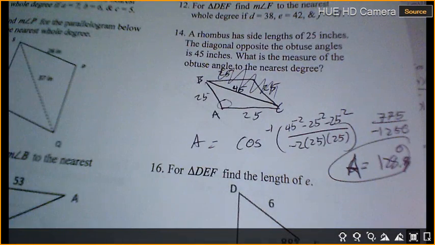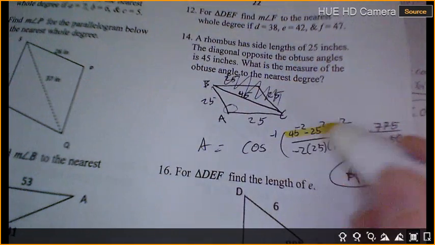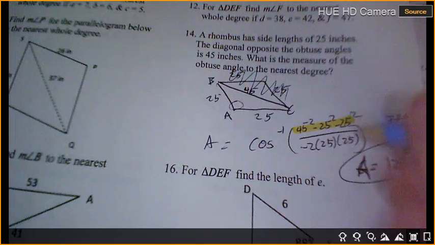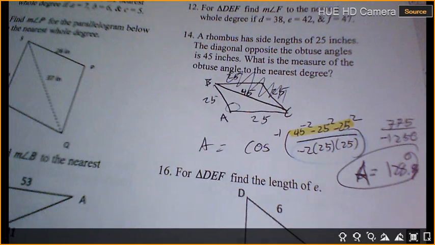So we can round to the nearest degree. Okay? So when we're doing this one, we're going to do the whole top first, bottom second, divide, and then take the inverse cosine. Others? Questions?